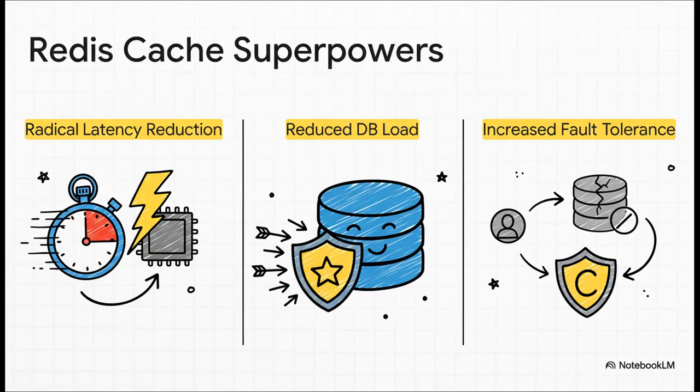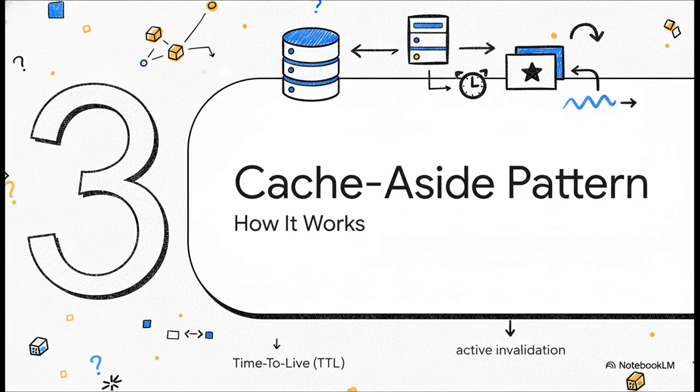And when you use a tool like Redis, which keeps data in memory, you get some serious superpowers. First, latency basically disappears. We are talking sub-millisecond access times because you're reading from RAM, not a disk. Second, it just massively reduces the workload on your database since most requests never even get to it. And this also boosts your fault tolerance. If your main database has a hiccup or slows down, the app can keep on chugging, serving popular data right from the cache.